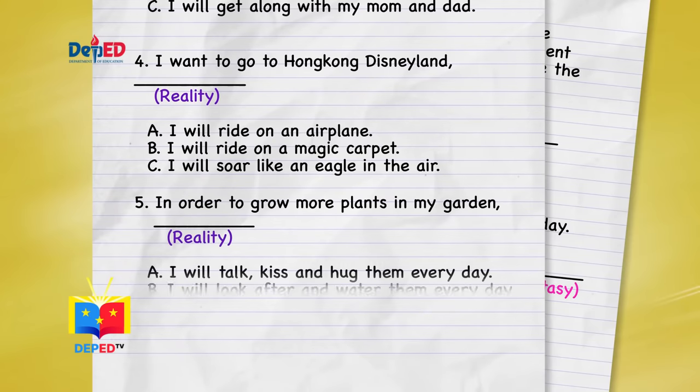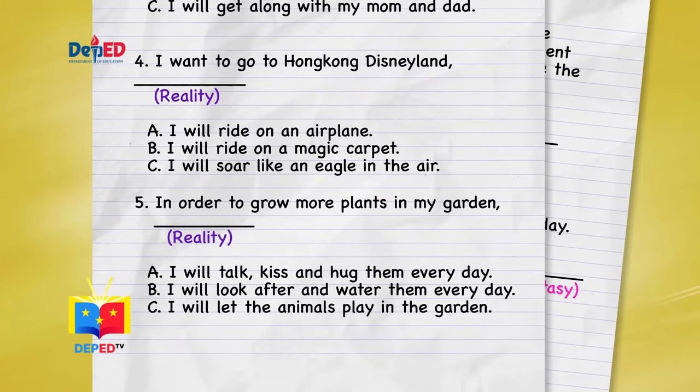Number 5. In order to grow more plants in my garden, A. I will talk, kiss, and hug them every day. B. I will look after and water them every day. C. I will let the animals play in the garden.